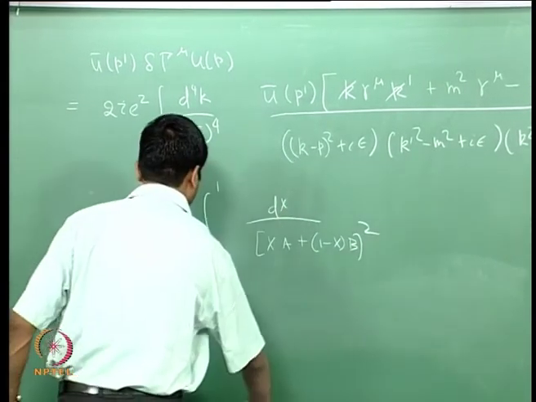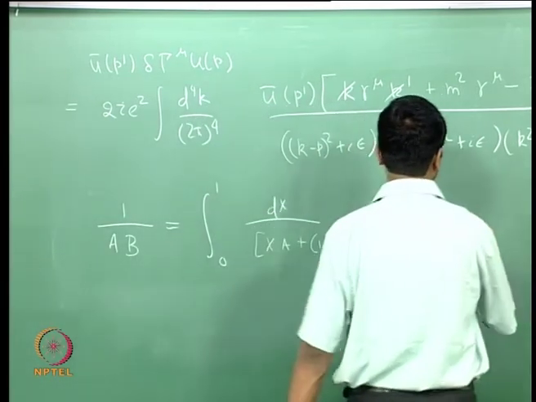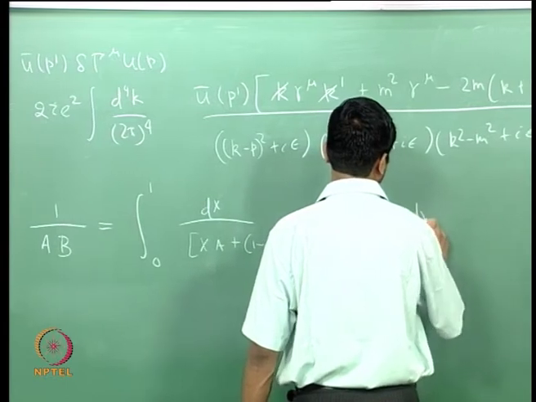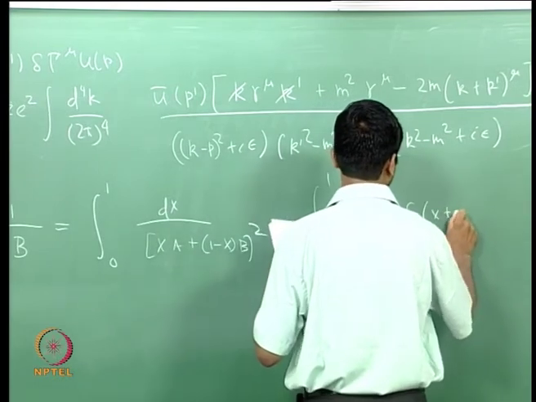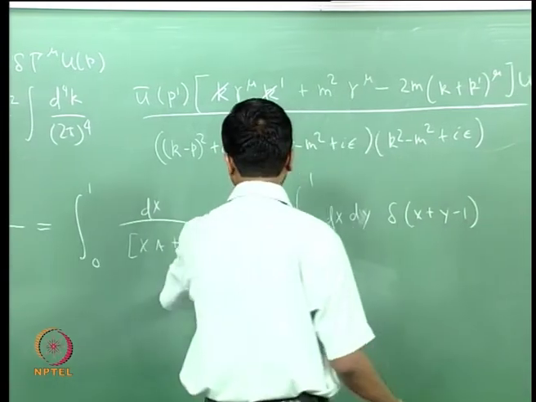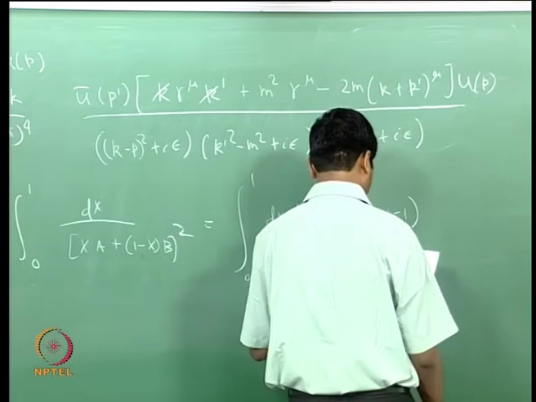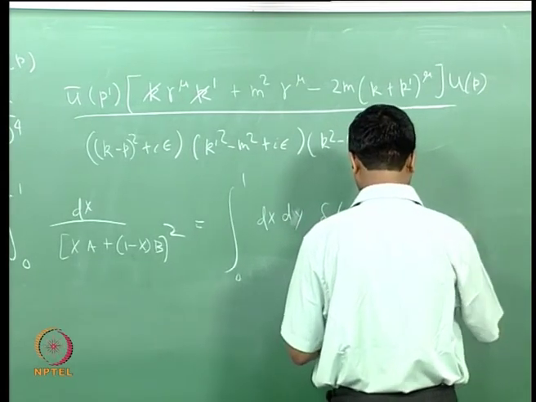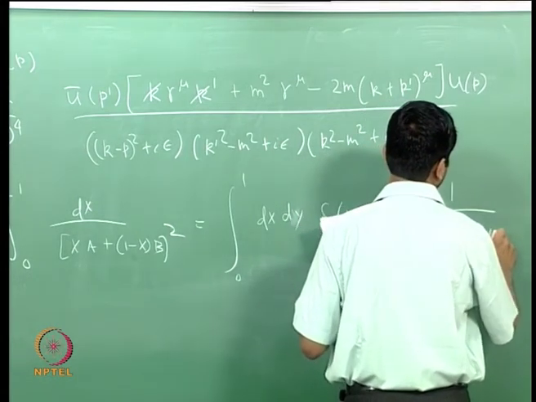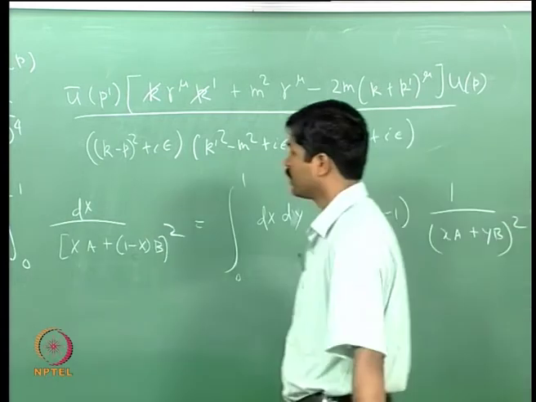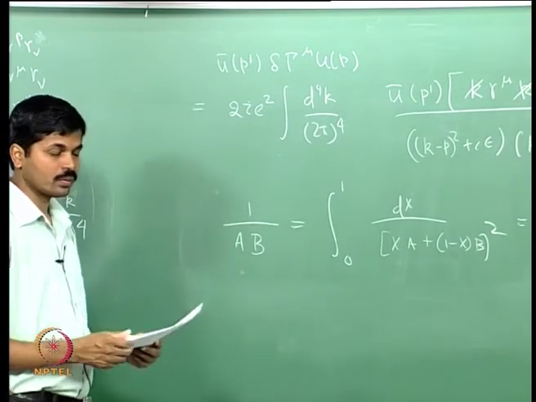So we will take that, and then I will introduce a variable y. This is integration over dx dy from 0 to 1 delta of x plus y minus 1. So instead of 1 minus x, I will just write it as y, and then I will introduce this delta function. So 1 over x a plus y b, whole square. This is what you have when you consider the product of two terms.